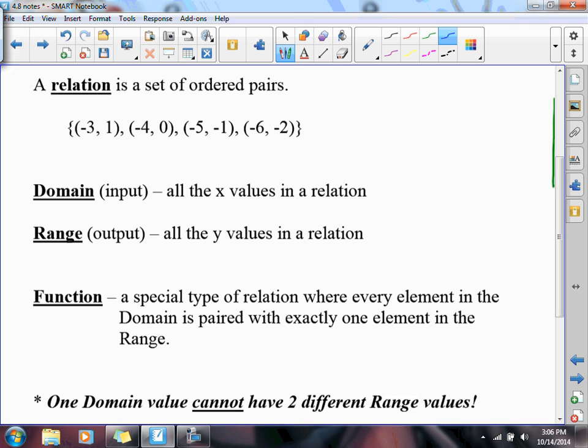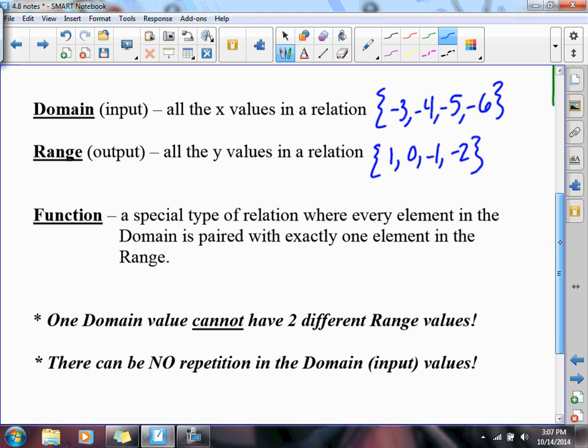But regardless of whether or not a relation is a function or not, it still has a domain and a range. The domain is all of the input values, so that's all of the x's. So in my example from up here, my domain would be -3, -4, -5, and -6. Those are all the x values. And then the range is all of the output, or all the y values. So from that example written up above, that would be 1, 0, -1, and -2. Now, if any of the values repeat, you don't have to write them more than once, but it is good to write them in order.